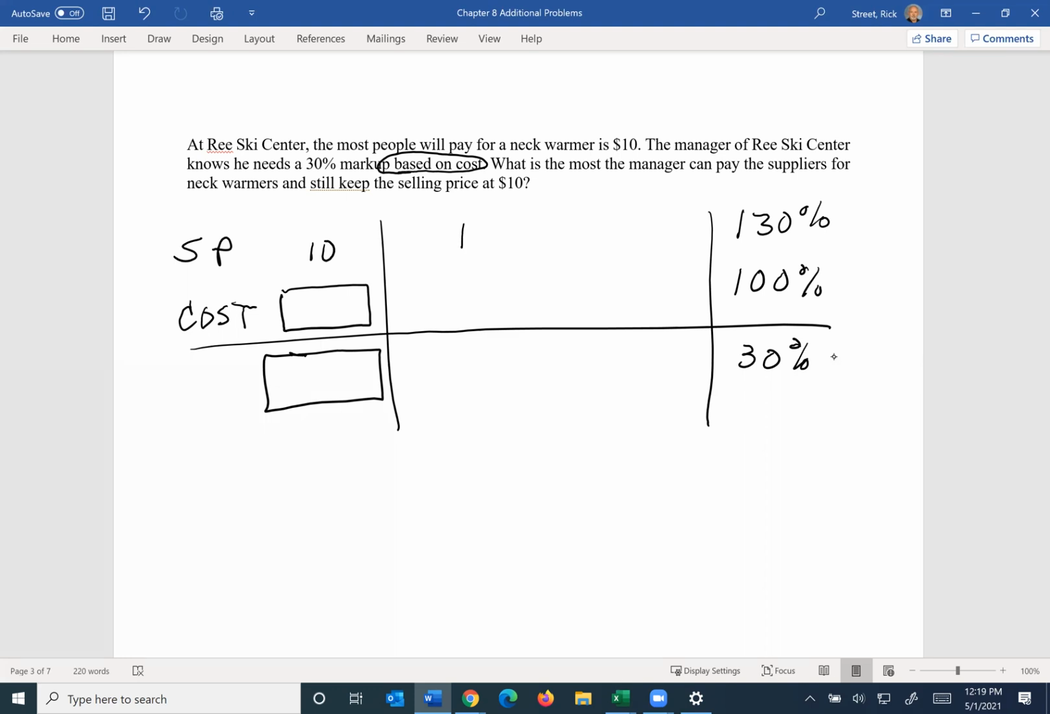So we've got 10 divided by X, which is cost. That is the cost, that's the base. The base we don't know yet because it is 100% of this amount, and we want to figure out what this amount is. So we've got sales price. Let's find out what cost is. That's going to be 10 divided by X is equal to 130%.